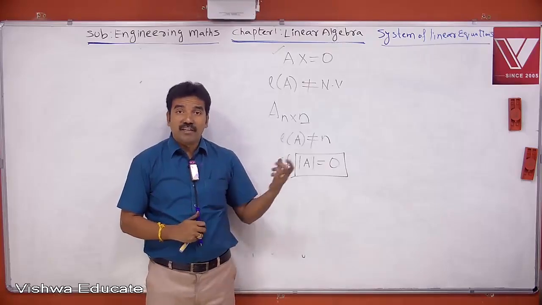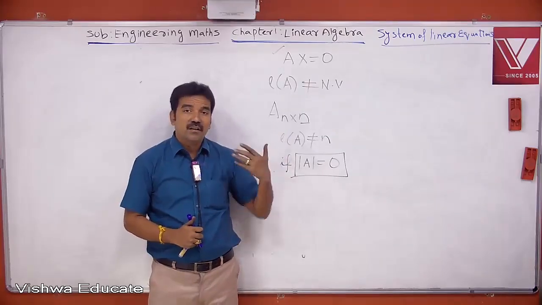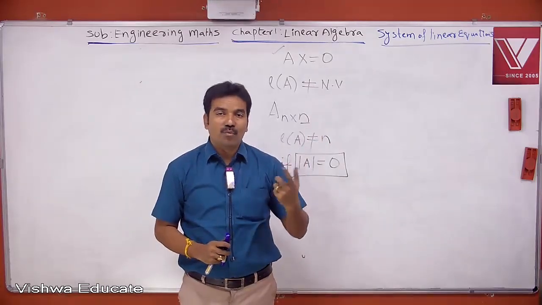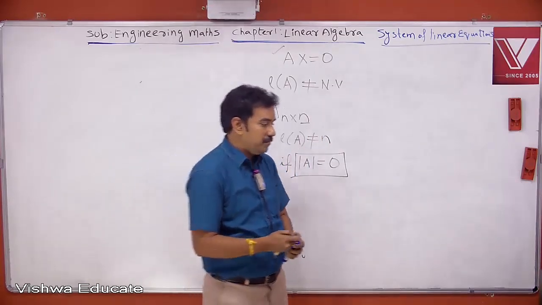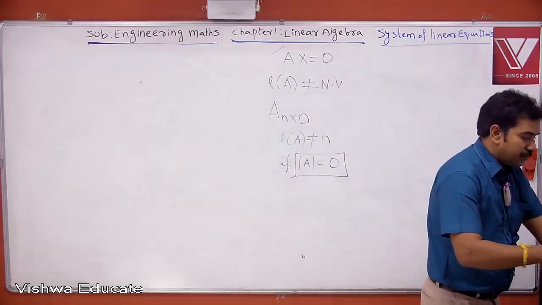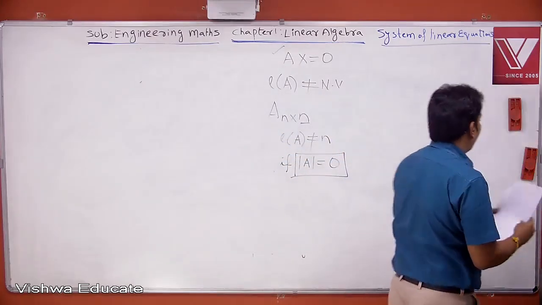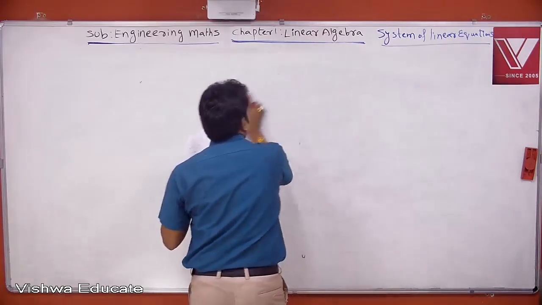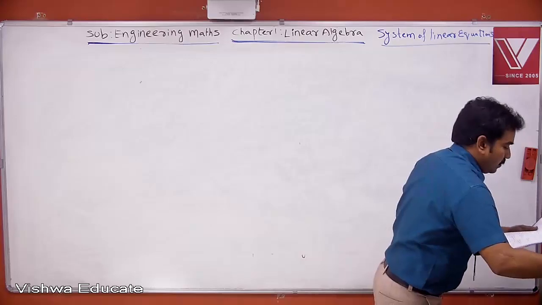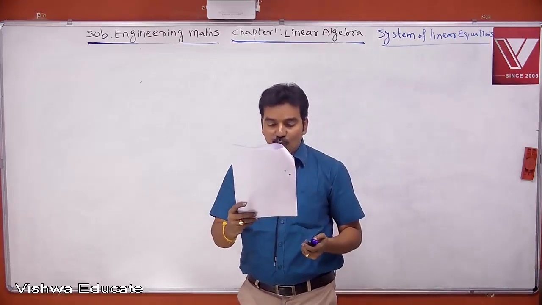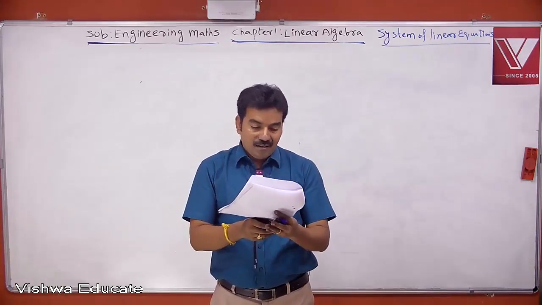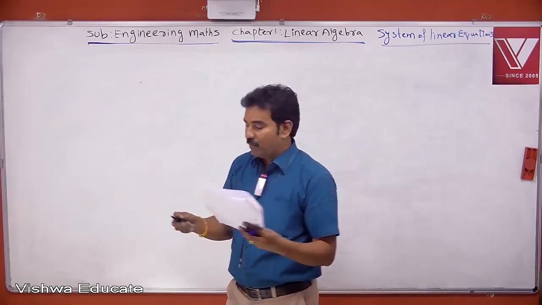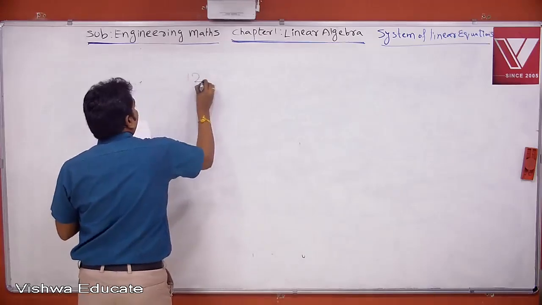Now with this we have finished the concept of system of linear equations. Now let us start the classroom workbook on this concept, system of linear equations, homogeneous and non-homogeneous. Just go through the handout. Let us start with question number 72.